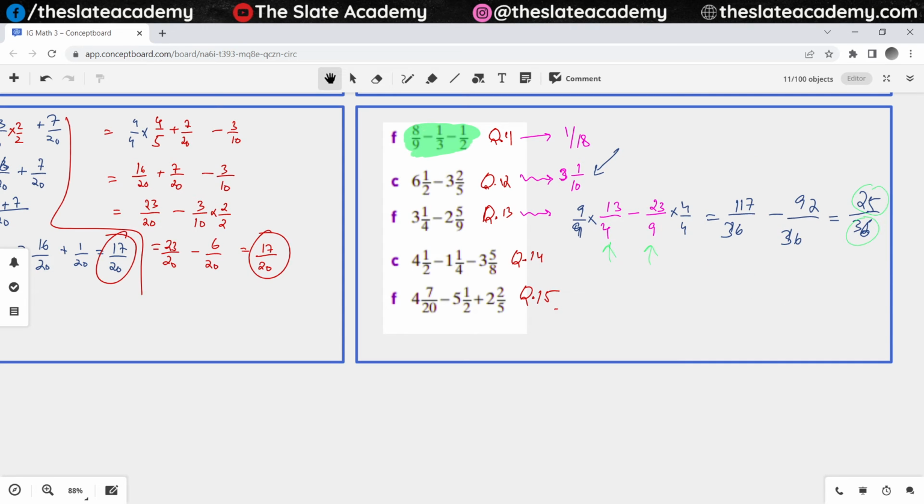Okay, let's now quickly look at question number 14. 4 twos are 8, 1, 9 by 2. Then minus 5, 1, 5 by 4. 5 by 4 minus 29 by 8. Did you all get these fractions, or did anybody get a different answer till this step?